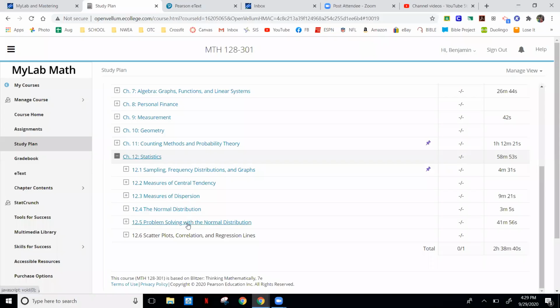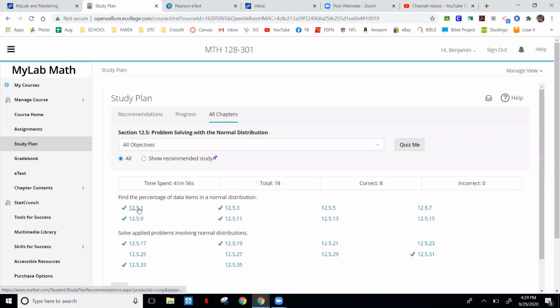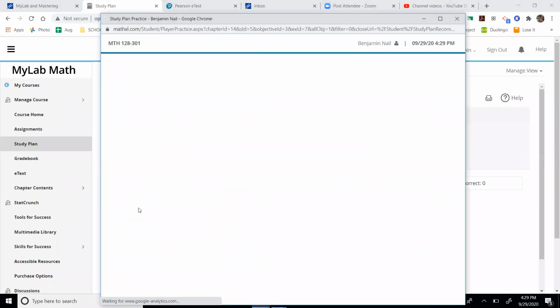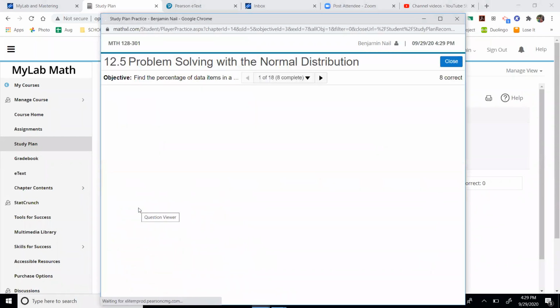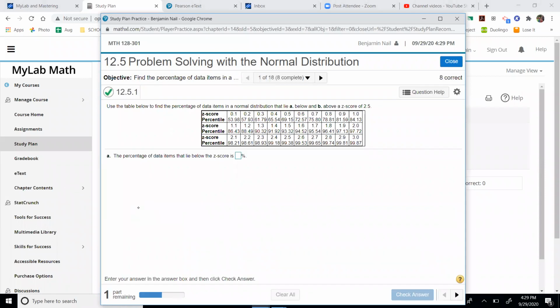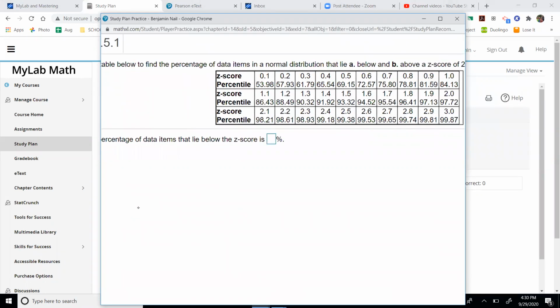All right, so we're in MyMathLab here at 12.5, in the study plan. Remember, you'll go to the assignments, but anyway, if we just start with question number 1, first off you're going to see a data table. Again, this is correlating z-scores and percentiles. So this particular z-score correlates to this percentile. They're going to ask us some questions.